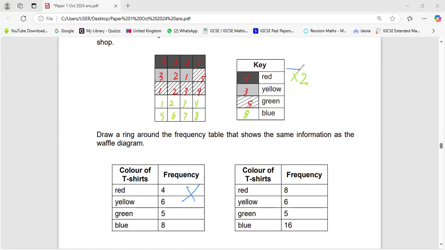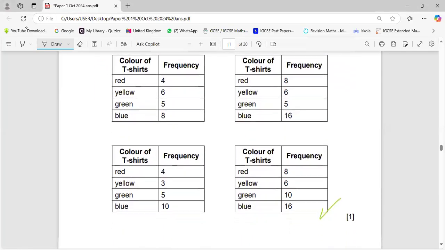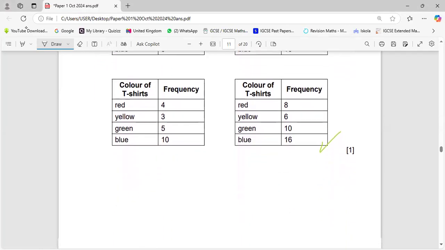We can also multiply by 2, no problem. 8 is correct, 6 is correct. But here we can't say 5. If you multiply it by 2, here it's not going to be 5, it's going to be 10. And here is correct. This one has the problem with 3. This means that the correct one is letter C, because there is already a 10. Here is the correct one.